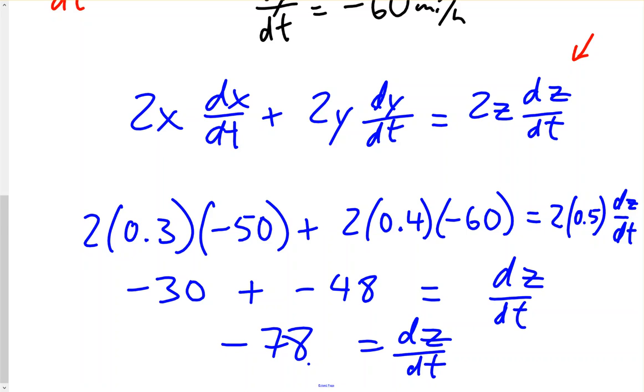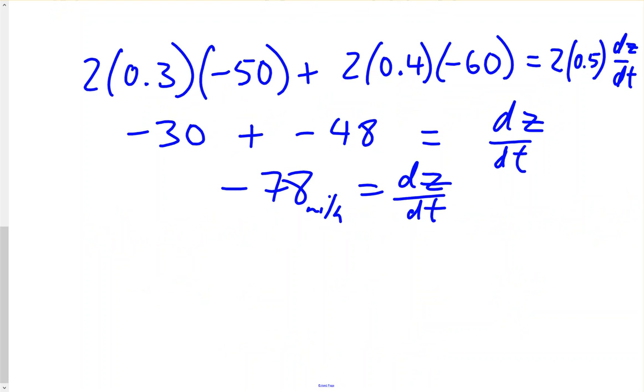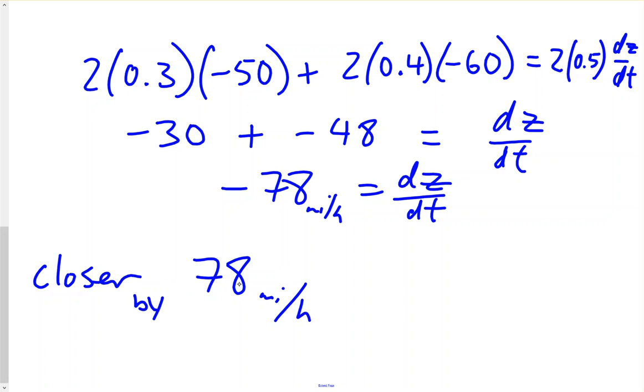So what does that mean? That's miles per hour. So that means basically that the two cars are approaching each other at a rate of 78 miles per hour. They're getting closer because of the negative. If this had turned out to be positive, that would have implied they're getting farther away by 78 miles per hour. But because it's negative, this means the two cars are getting closer by 78 miles per hour.